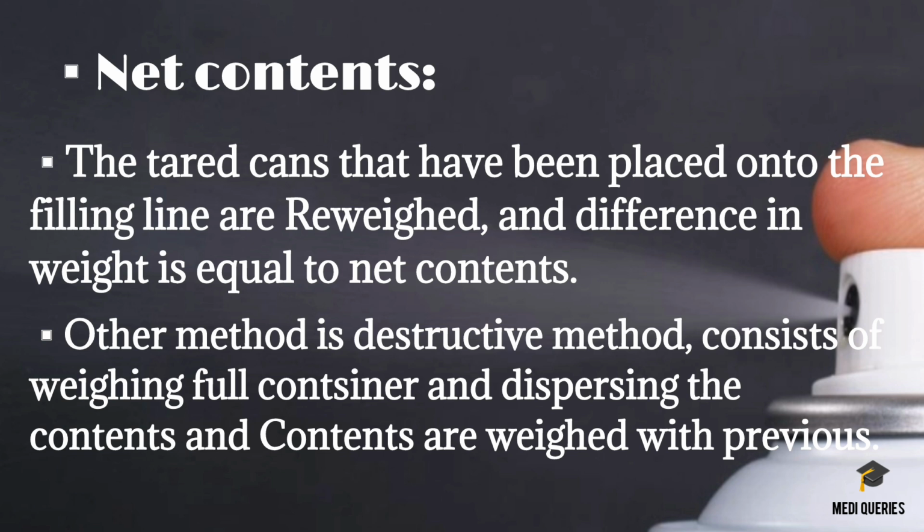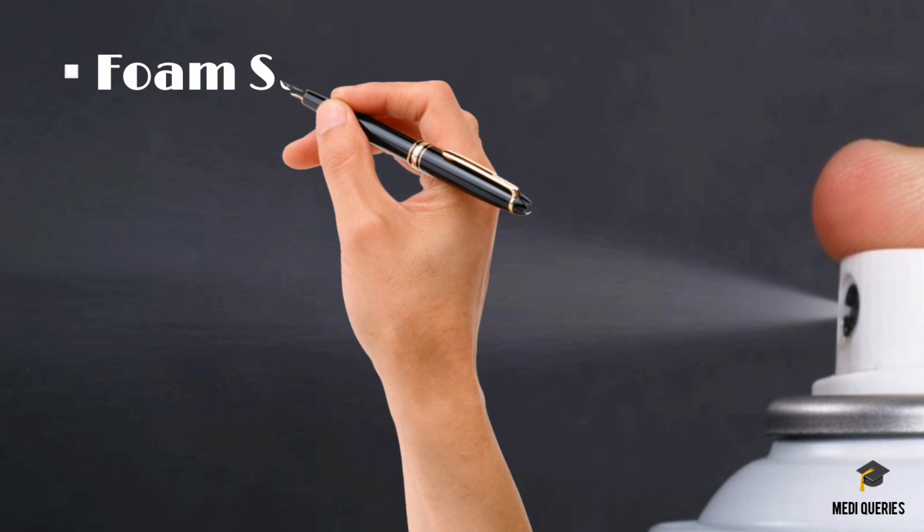The other method is the destructive method. It consists of weighing a full container and then dispersing the contents. The contents are then weighed, with a allowance being made for the amount retained in the container. Another modification consists of opening the container and removing as much of the product as possible. These tests are not indicative of the actual net weight of each container as related to the amount that can actually be dispensed.